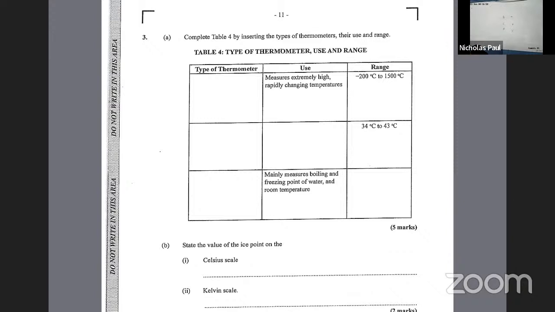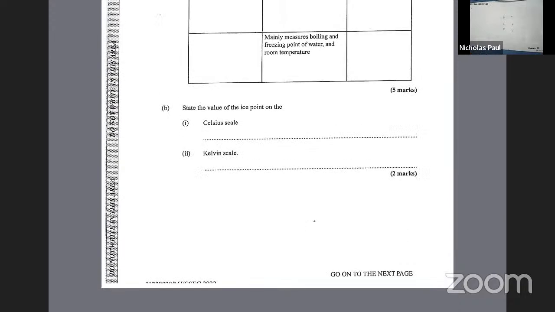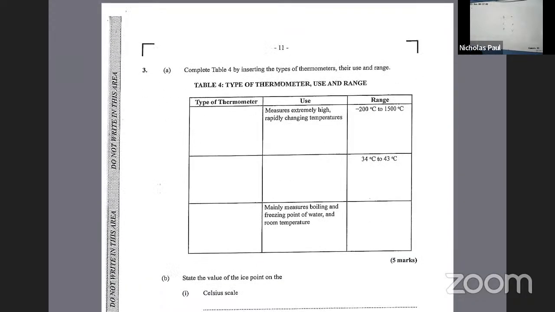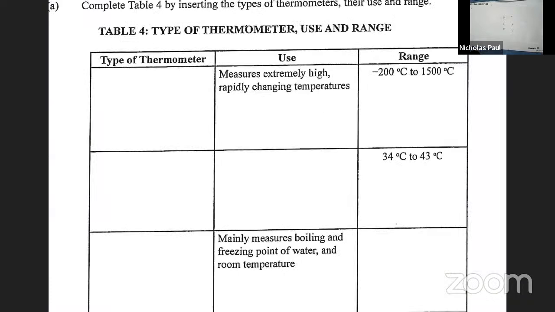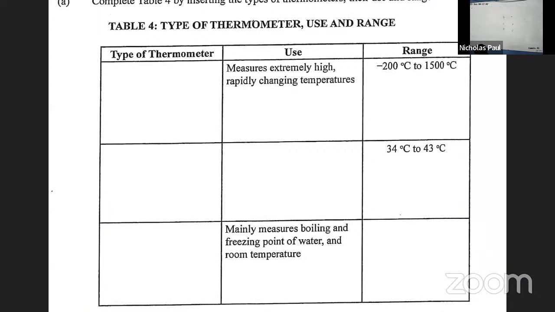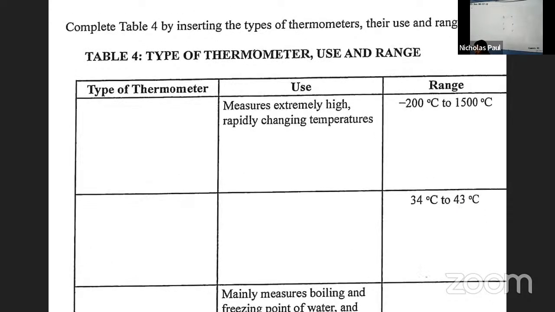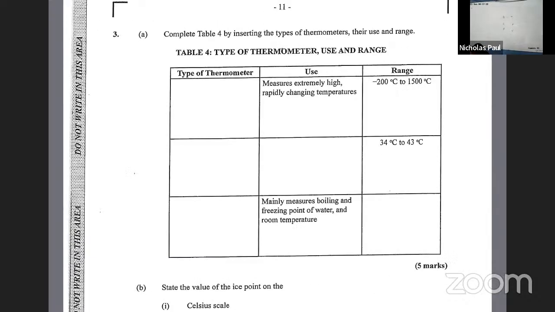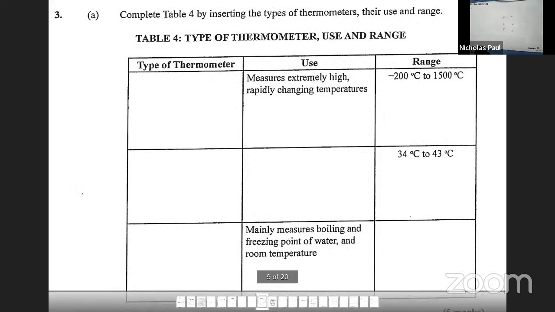Number three. This is June 2022. Complete the table by putting in the various particular information. Which thermometer will give you a very high, extremely high, rapidly changing temperature? Thermocouple. So let's go with the thermocouple.